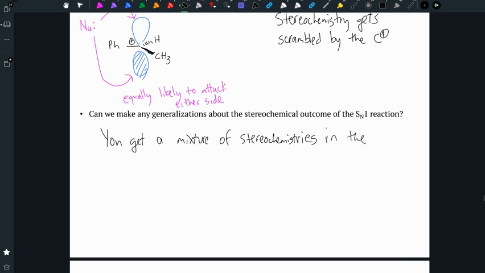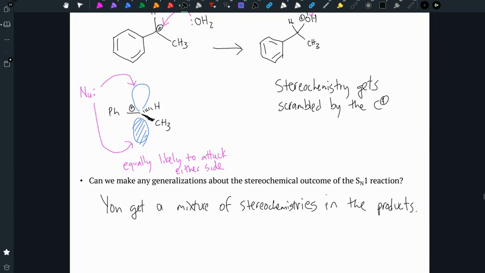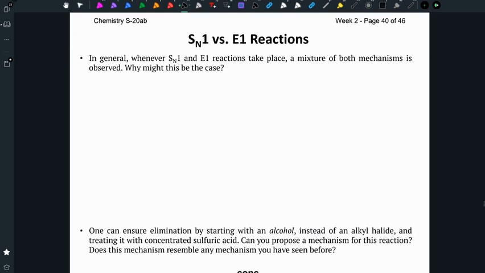So the bottom line is you'll always get a mixture of stereochemistries in the products of an SN1 reaction. As I said before, whenever you have SN1, you're always going to have some E1. To answer this question is pretty simple. Why might this be the case?